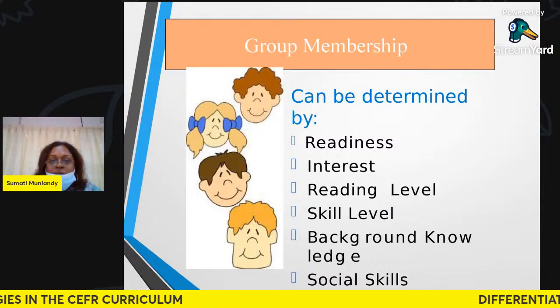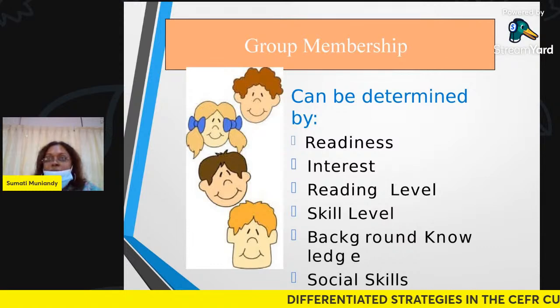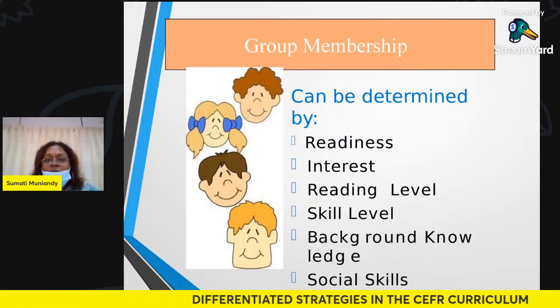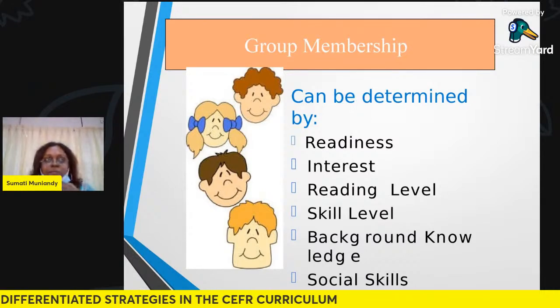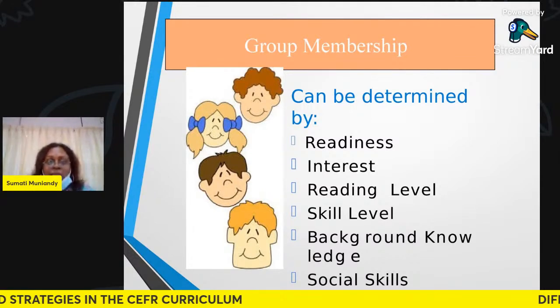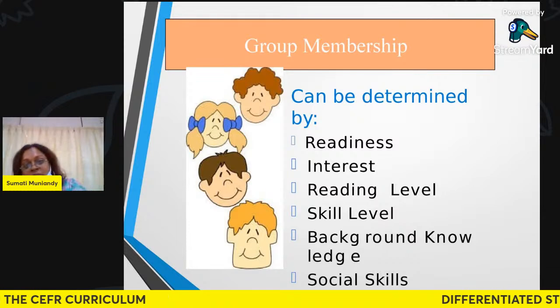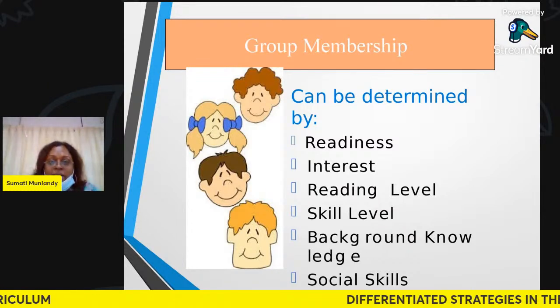Okay, this one I have already told you just now. Group membership: the group members must be a variety, it cannot be the same, such as high achievers in the same group and low achievers in the same group. It has to be mixed.